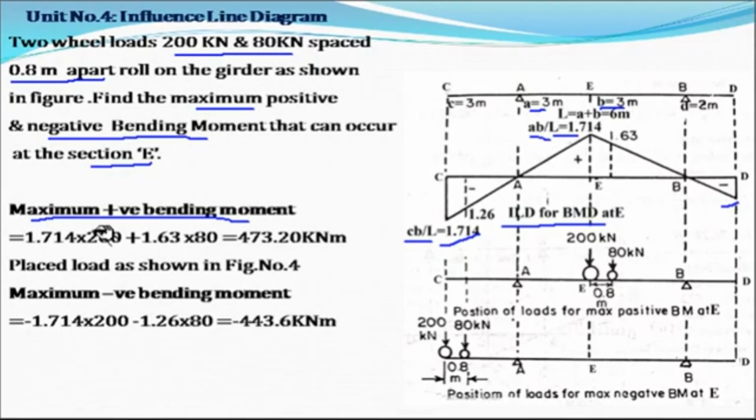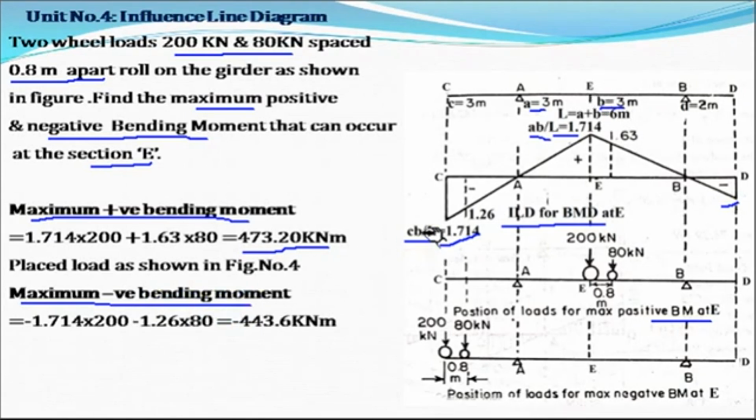So for the maximum positive bending moment, here the ordinate is 1.714 multiplied by 200 plus 1.63 into 80. So we get the value 473.20 kilonewton meter, and this is the position of load for the maximum bending moment at section E. Now next we have to find out the maximum negative bending moment at section E.